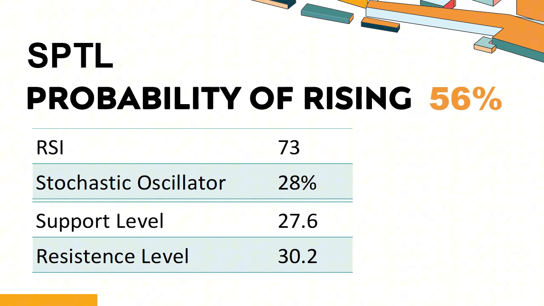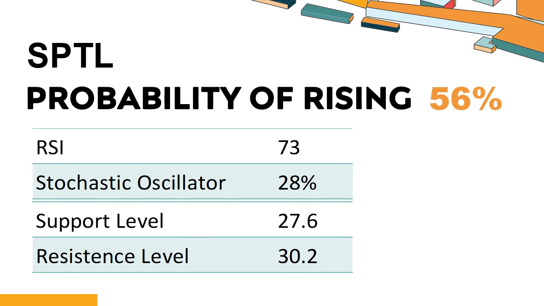This means that the security's price has been rising but has not yet reached overbought levels, which are usually considered an RSI reading of 75 or higher. The current stochastic oscillator of SPTL is 28%. It indicates that the stock is experiencing a strong downtrend and strong selling pressure. In this case, an oversold signal may indicate that a stock is hitting a temporary bottom, but it doesn't necessarily mean that the trend will reverse immediately.